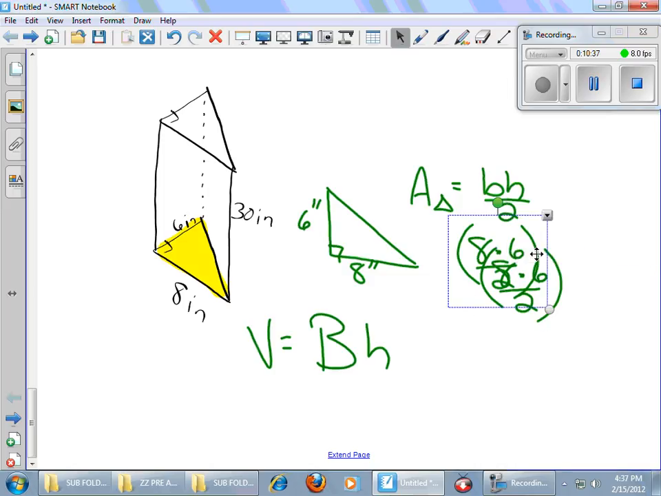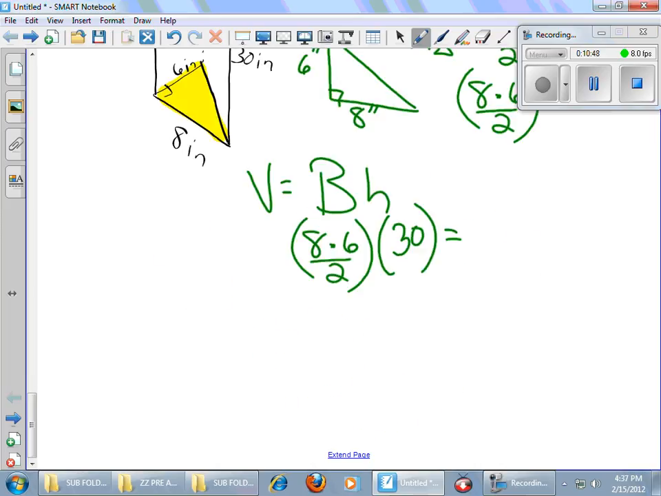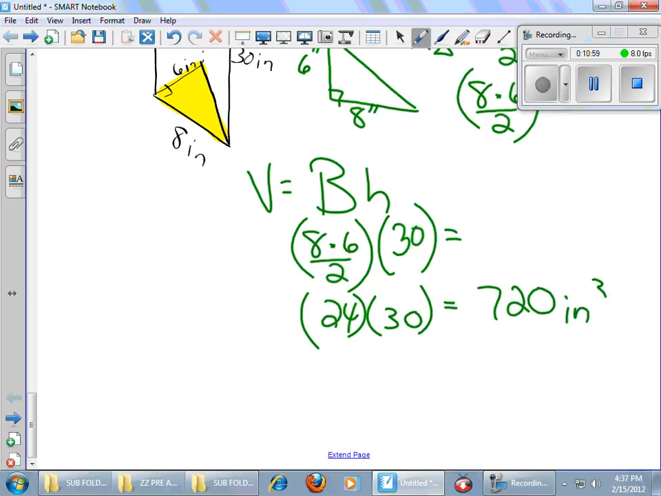So I'm going to bring that down here, and then I'm going to multiply by how tall it is, and that's 30 inches. All right, I'll do inside the quantity here, and I'll get 24 times 30, and I know that 24 times 3 is 72, so this is 720. I'm talking volume, it's 3-dimensional, inches cubed, and there you go.